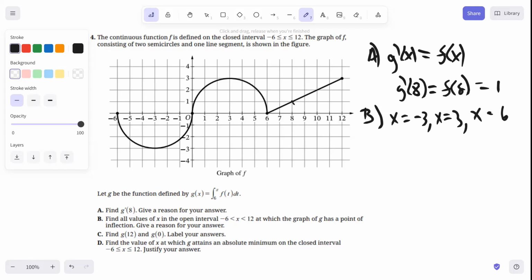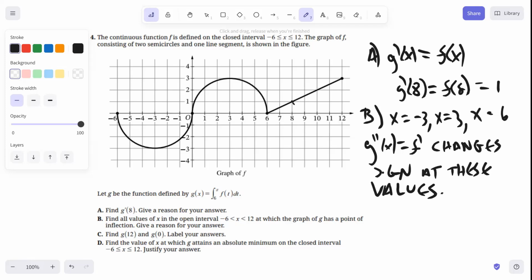The explanation: g double prime of x equals f prime, which changes sign at these values. Alternatively, you could say f changes from increasing to decreasing or decreasing to increasing at these values. Either way would be sufficient.